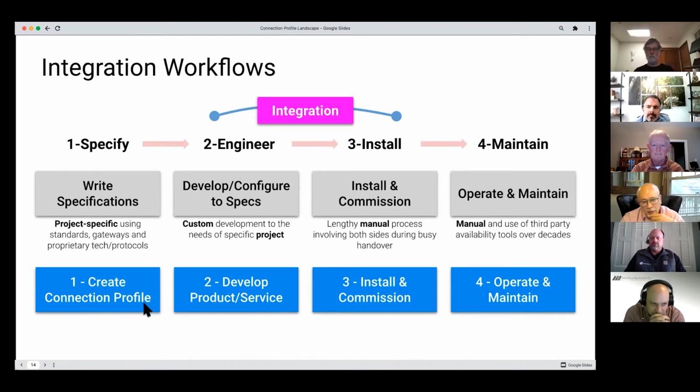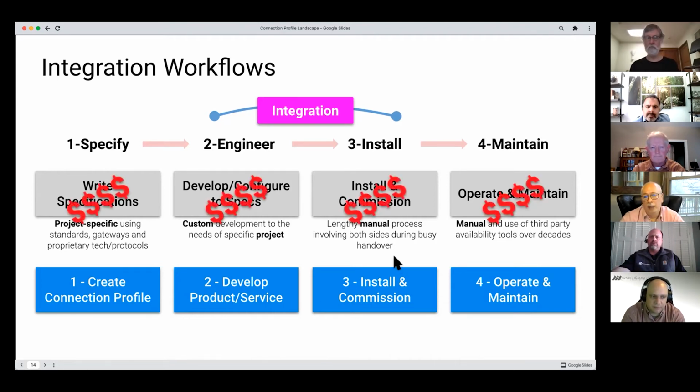In the connection profile flow, you create the profile, using the mechanism that I mentioned earlier, the use case flow. You develop it in a product, right? Not as custom code into a product, but you develop it as part of the product to make it compatible. And then the install becomes trivially simple, because it becomes plug and play, and the operate and maintain gets monitored over the life cycle.